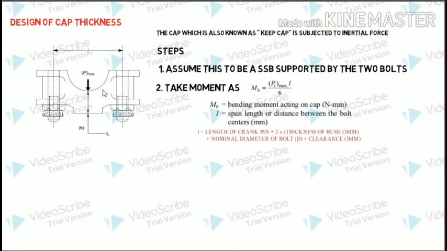To find this length, all you have to do is sum this length with this extra length over here, plus half the diameter of the bolt. So it is given here, that L is equal to the length of the crank pin, which is the length of the crank pin.